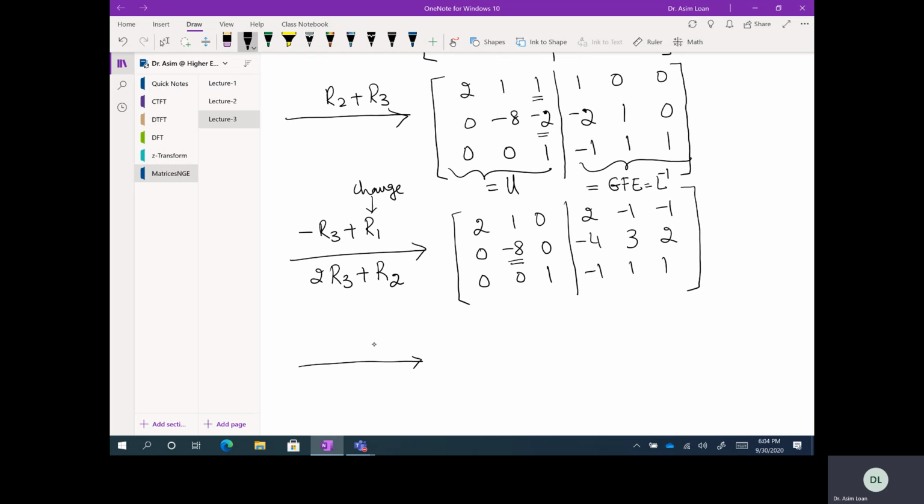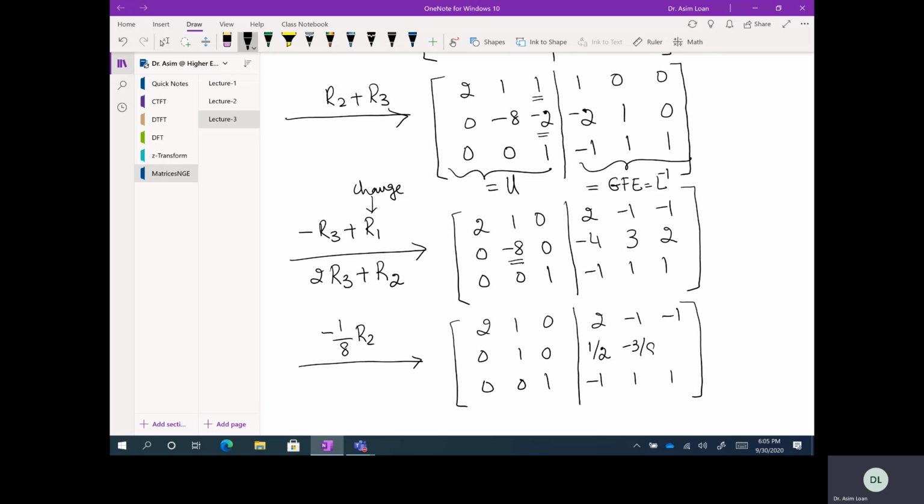So I say minus 1 over 8 R2. When I do that, I simply divide the whole row 2 by minus 8. So 0, 0, 1, minus 1, 1, 1, 0, 1, 0. This is still 2, 1, 0. This is still 2, minus 1, minus 1. Minus 4 divided by minus 8 is half. 3 divided by minus 8 is minus 3 by 8. 2 divided by minus 8 is minus 1 by 4.